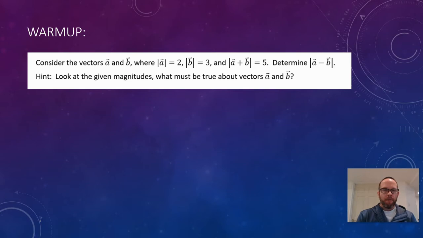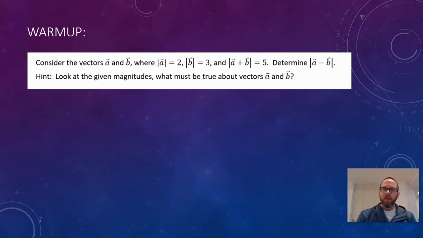So I've asked you to consider two vectors, A and B. I've told you that the magnitude of A is 2, the magnitude of B is 3, and the magnitude of A plus B is equal to 5. With that information, I've asked you to find the magnitude of the vector A minus B.